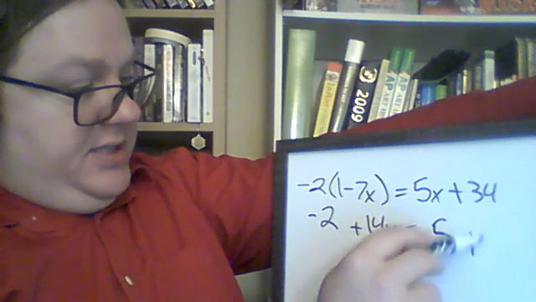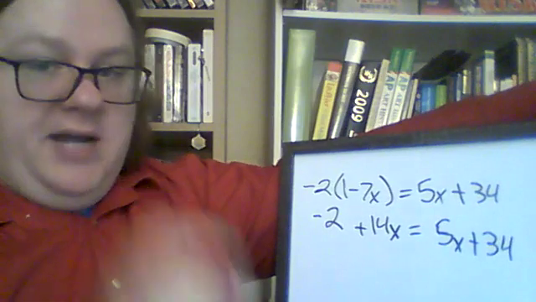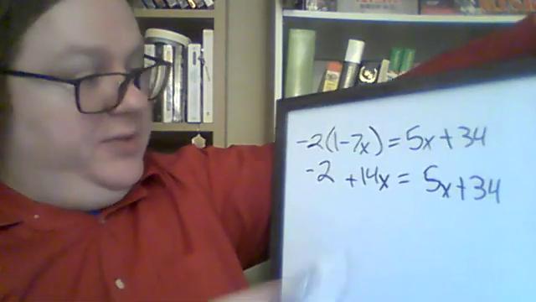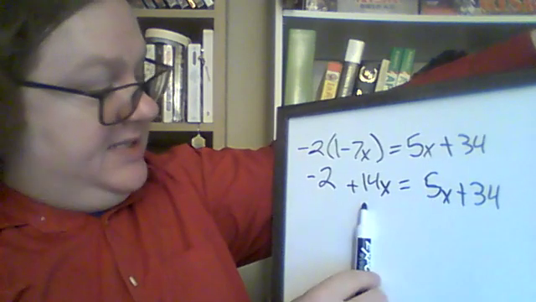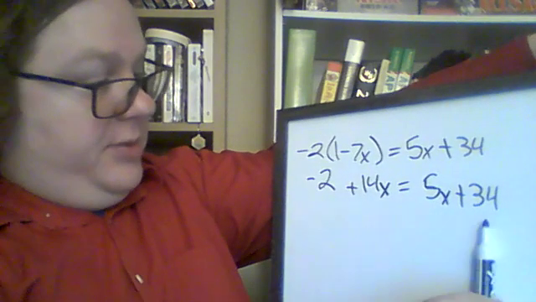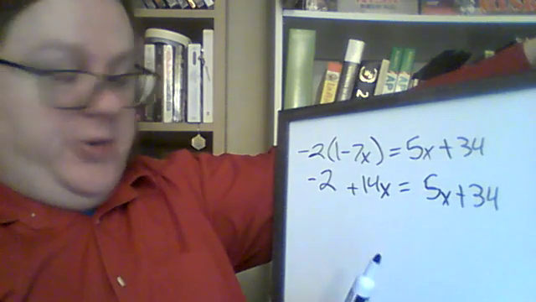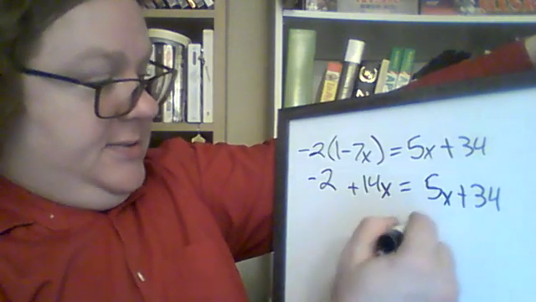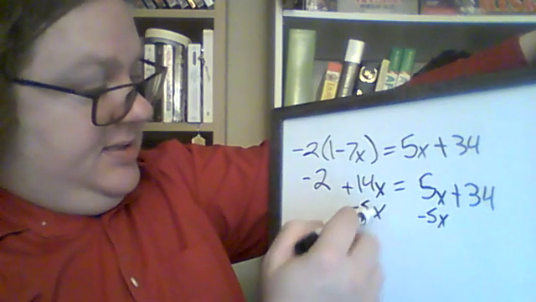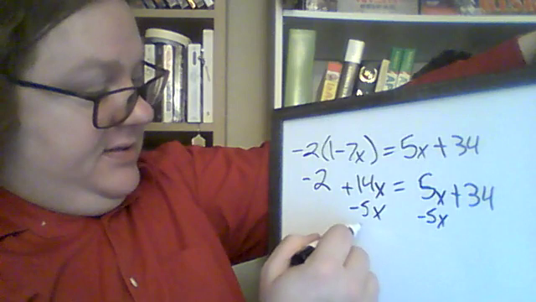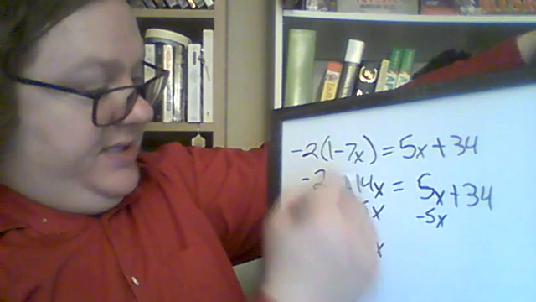14x - 2 equals 5x + 34. Okay, now we have to decide which thing we're going to do first. What we've got to do is end up with this x on the left-hand side and this number on the right-hand side. So we're going to do either one of them first. I'm just going to decide arbitrarily to do the x first. Minus 5x, minus 5x. 14 minus 5 is 9. That's 9x. Okay, so that's taken care of.